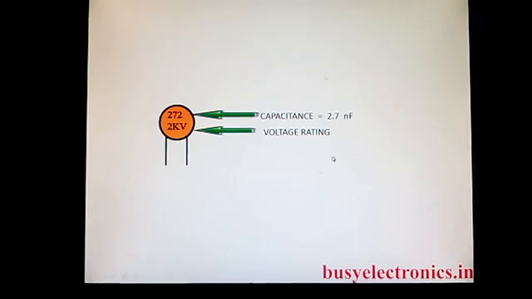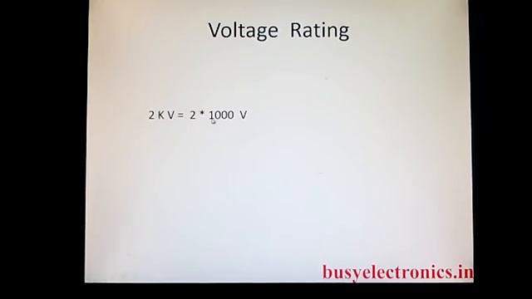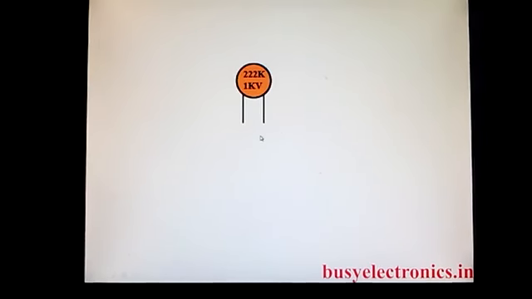We now find the voltage rating for the same capacitor. So we write 2 kV over here. We should note that the K here has no relation with the ceramic capacitor code chart, as from the chart we see there is a value K written over there, but that is for a different purpose that we'll see further. So here the K signifies 1000. So this is 2 into 1000, and the V stands for volt. So the voltage rating is 2000 volt. So for this capacitor we had the voltage rating to be 2000 volt.